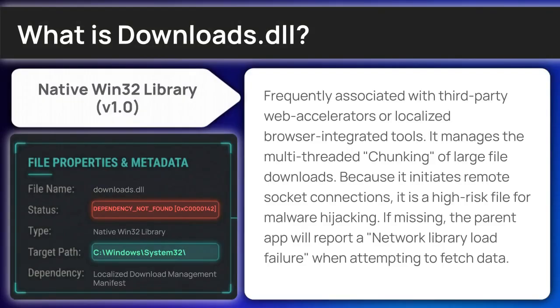It manages the multi-threaded chunking of large file downloads. Because it initiates remote socket connections, it is a high-risk file for malware hijacking. If missing, the parent app will report a network library load failure when attempting to fetch data. Now that we've covered what the file does, let's jump into our first fix.